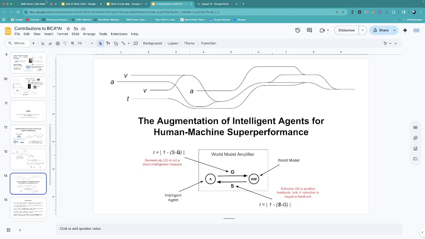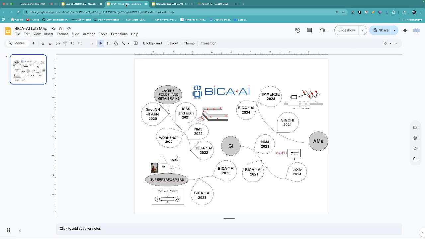Okay, so that's that. And then I just wanted to finally show this map of our BICA accomplishments for the past several years. So we have this theme, layers, folds, and metabrains, which we've done a number of presentations on. We actually did one at Artificial Life in 2020.